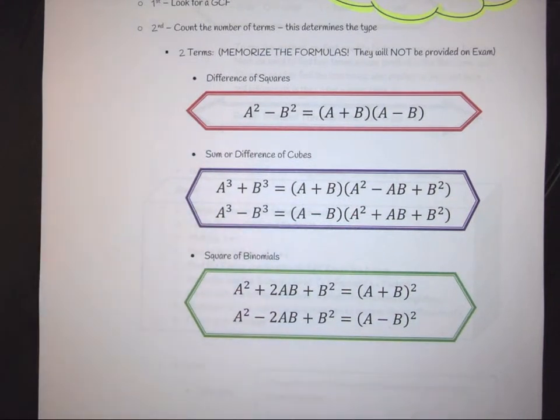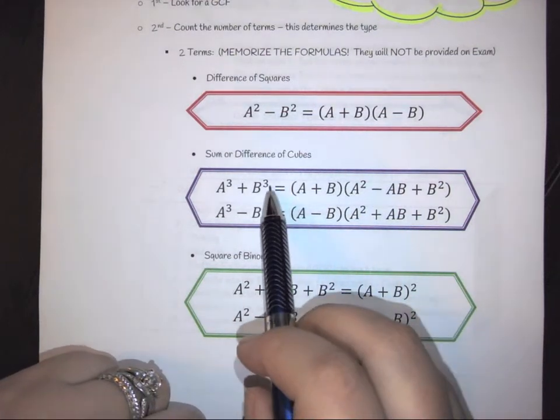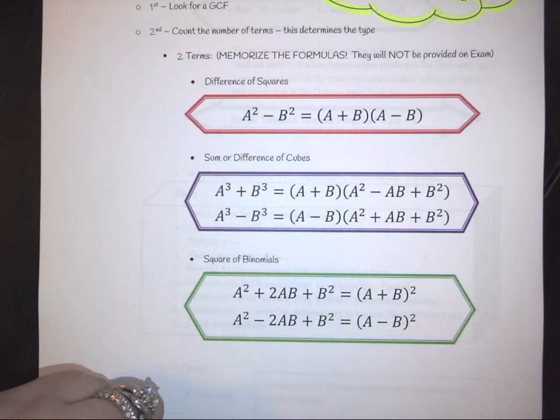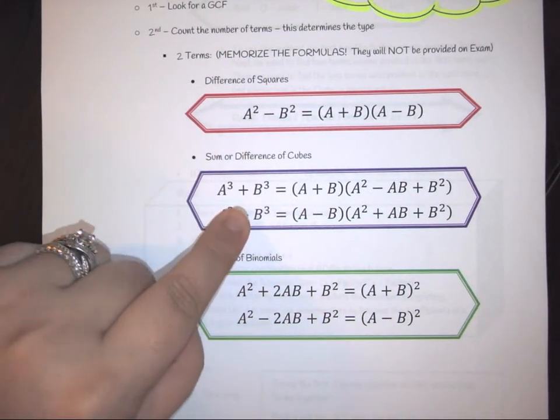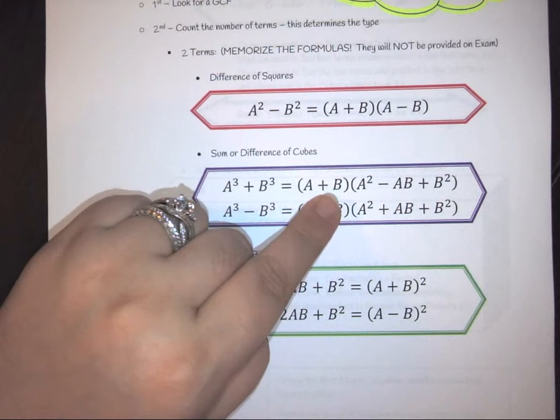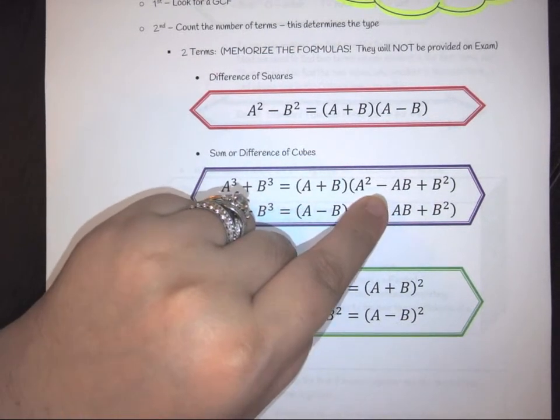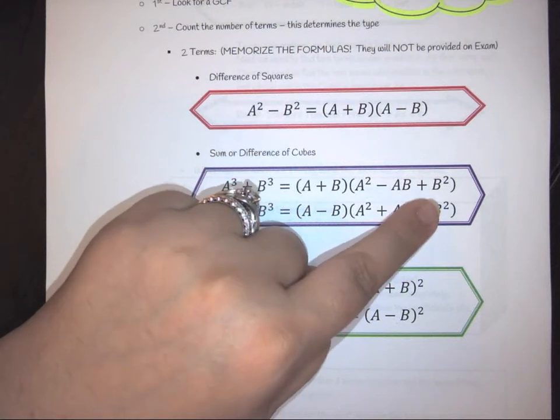Then we have a sum or difference of cubes. So it's just like the difference of squares, but instead of squares we have cubes. And then we have a sum equation and a difference equation. So the sum equation is very simple. You're going to have a plus b, and then you're multiplying that by a squared minus ab plus b squared.